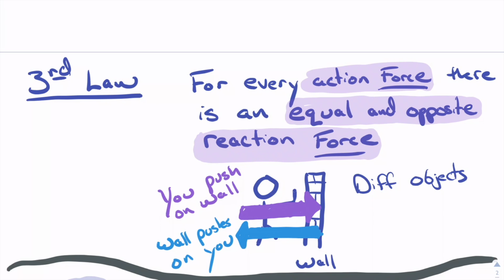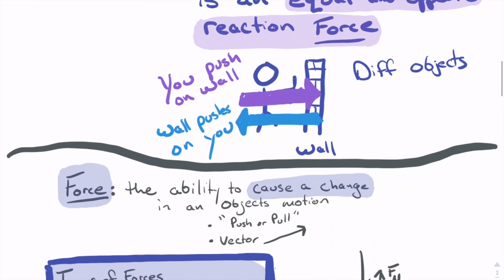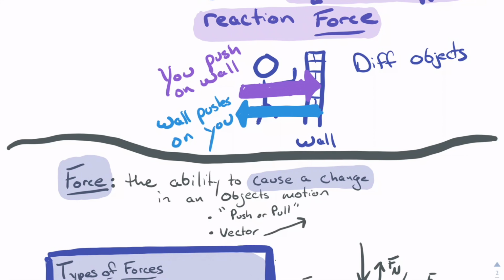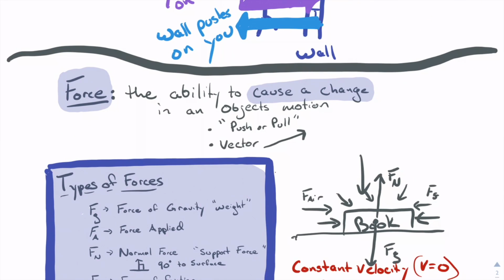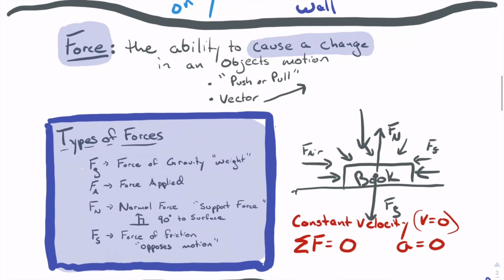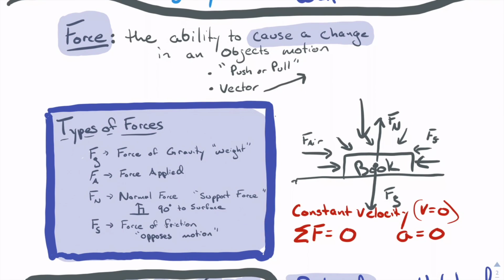All right, so we'll apply those here, but let's just go through what a force is. A force is the ability to cause a change in an object's motion. It can be a push or a pull, and since direction matters, it's a vector quantity. Now, there's a bunch of different types of forces. Remember, we did this little example here. We talked about, okay, you've got all these forces acting on the book. It can get very difficult to keep it all straight.